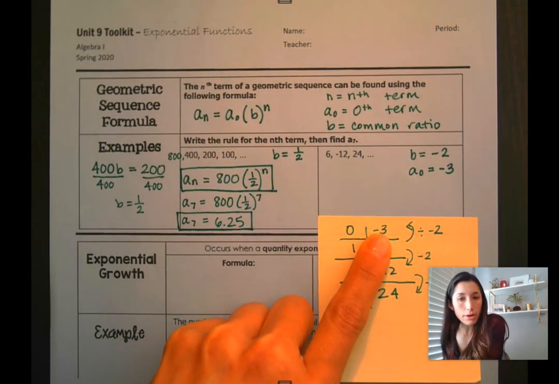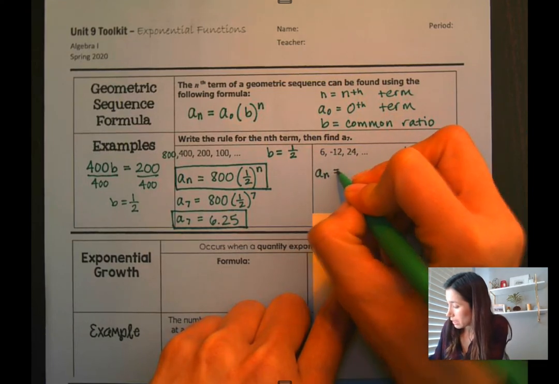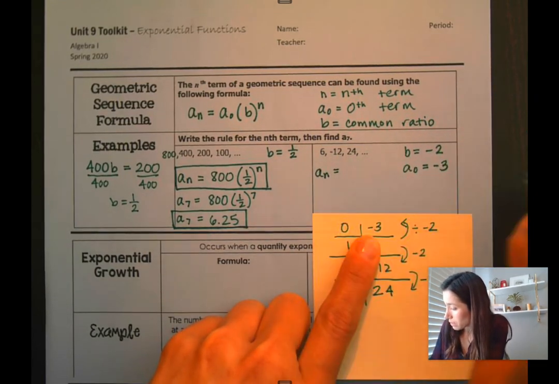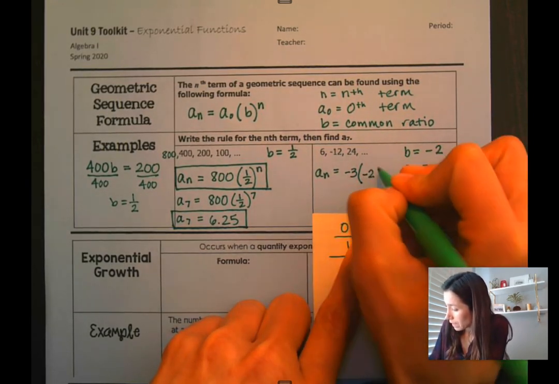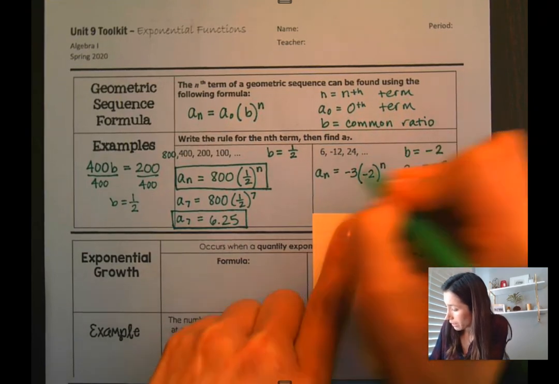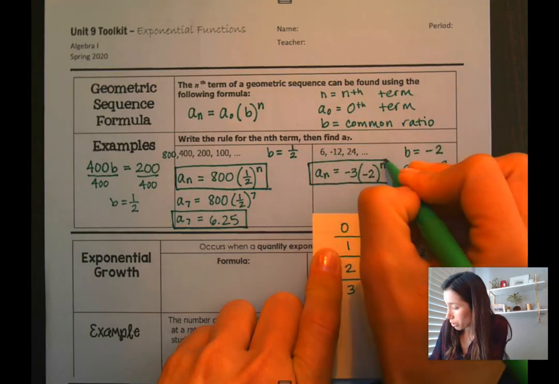So now we can go ahead and write our equation for this. So our equation is going to be a sub n equals, we have our 0th term, that's going to be -3. The common ratio, the value that we're multiplying by each time, is a -2. And then that's to a power of n. So this is how we could write our equation, and this would help us find any term number.